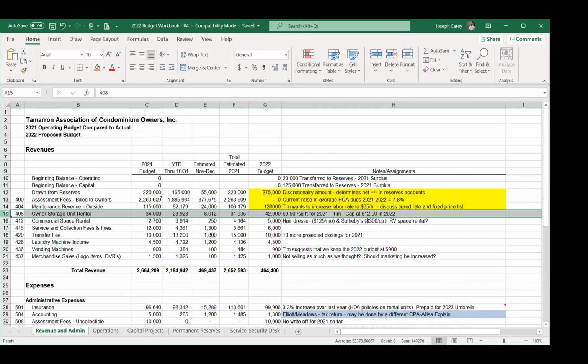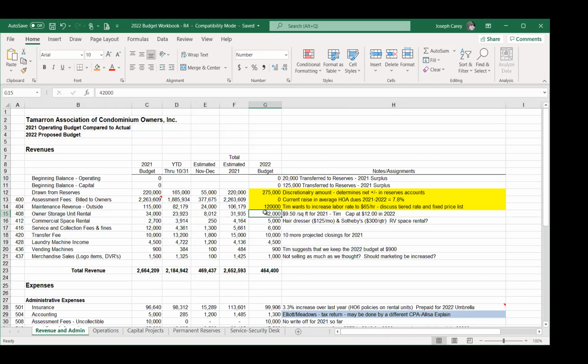Okay, so we're still way below market, but we're getting a little more money for the storage units. So that budget will go up from 34,000 revenue to 42,000 revenue.